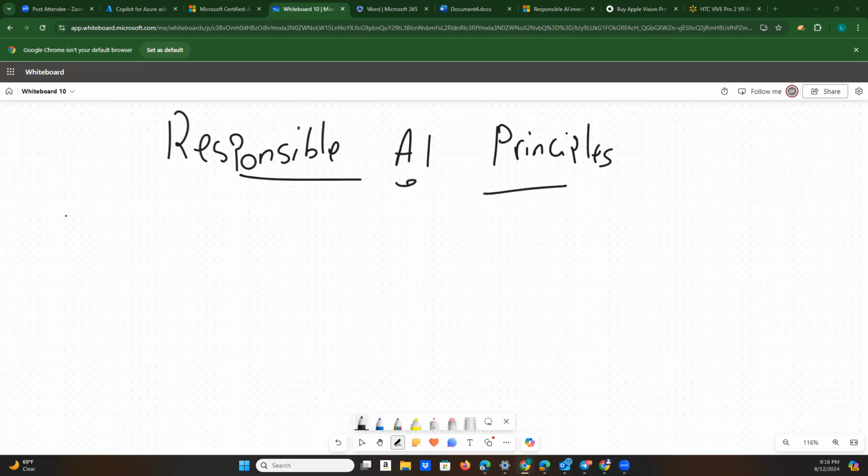So the first principle is fairness. Remember, one of the problems that was highlighted was the bias. So going forward, AI solutions should treat people fairly. Bias, gender bias, occupational bias, right? All of those biases should be taken care of while building the model, while dealing with the data.